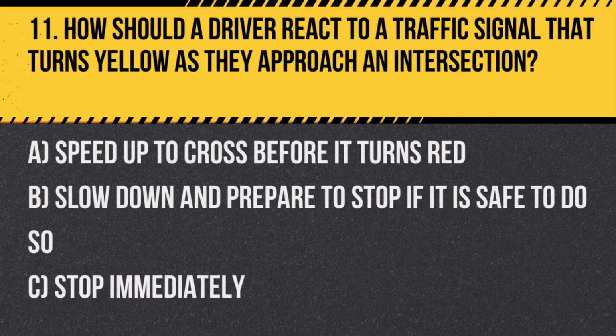Question 11. How should a driver react to a traffic signal that turns yellow as they approach an intersection? A. Speed up to cross before it turns red. B. Slow down and prepare to stop if it is safe to do so. C. Stop immediately.